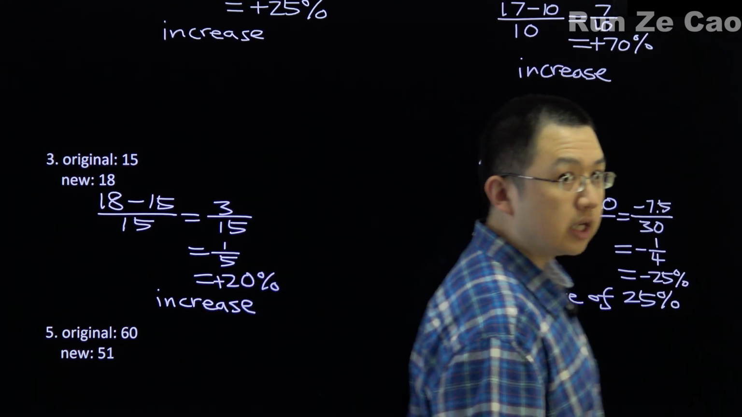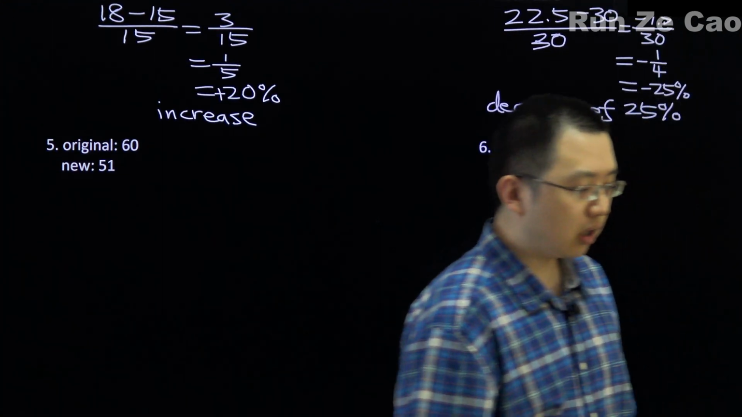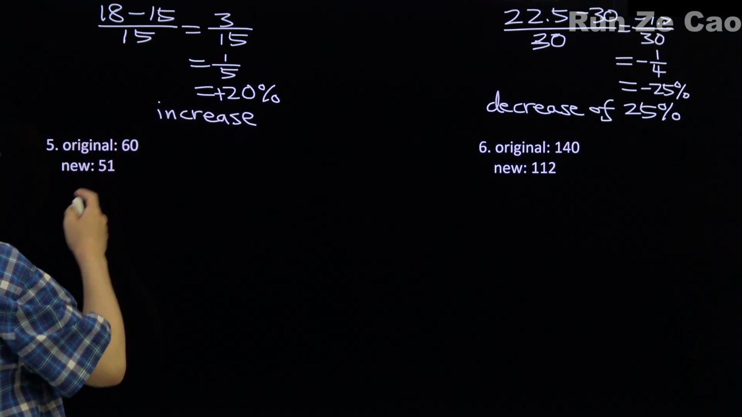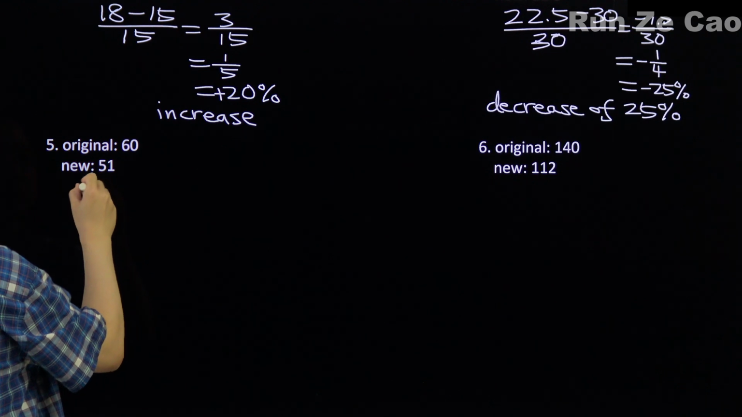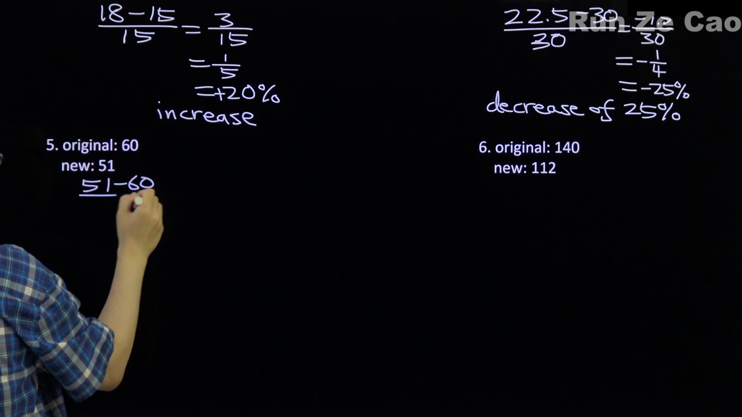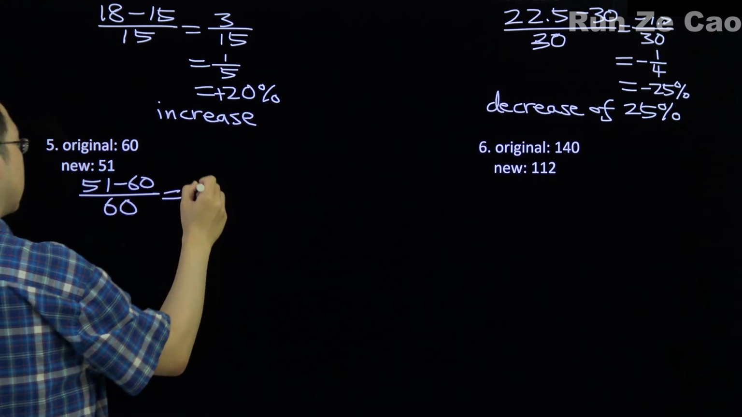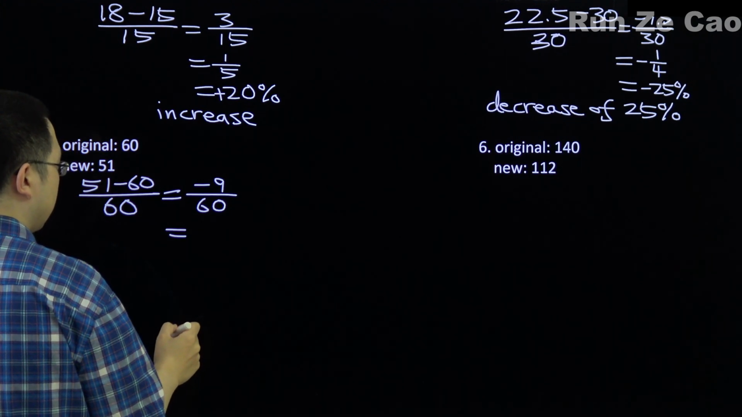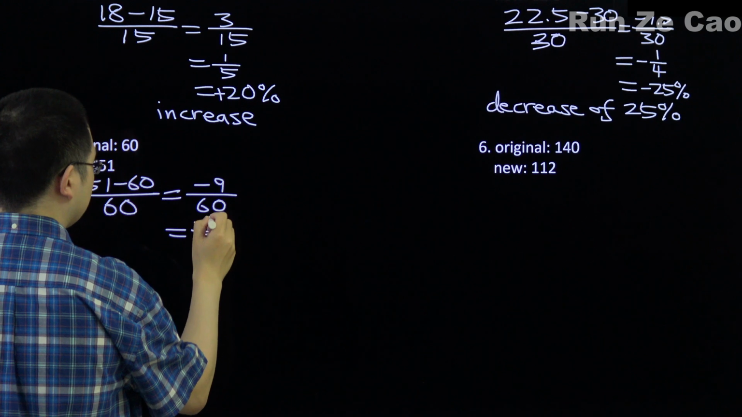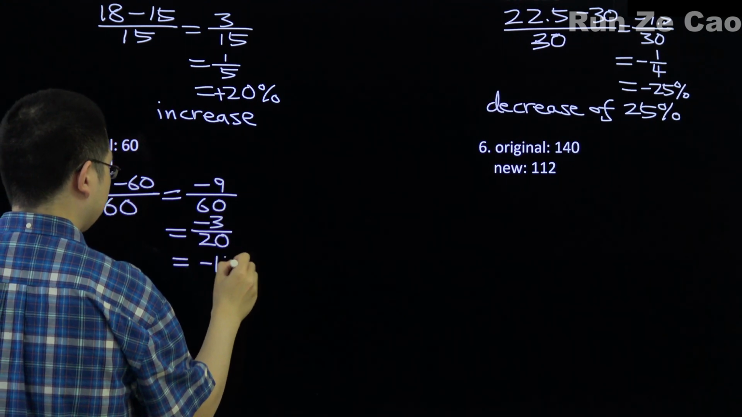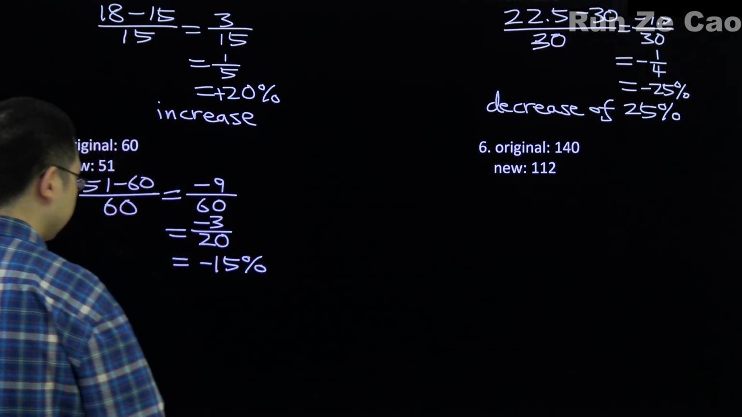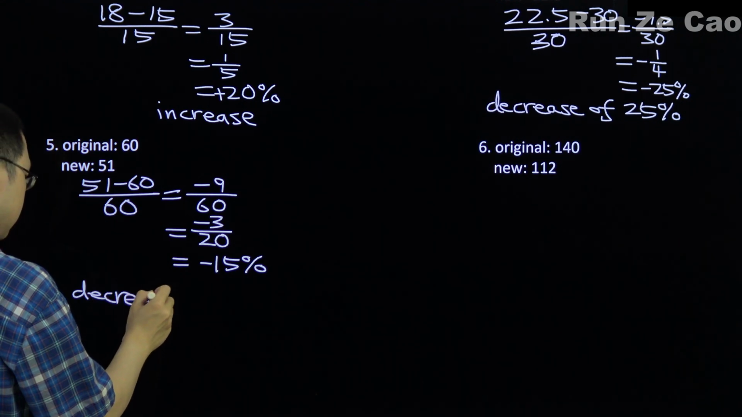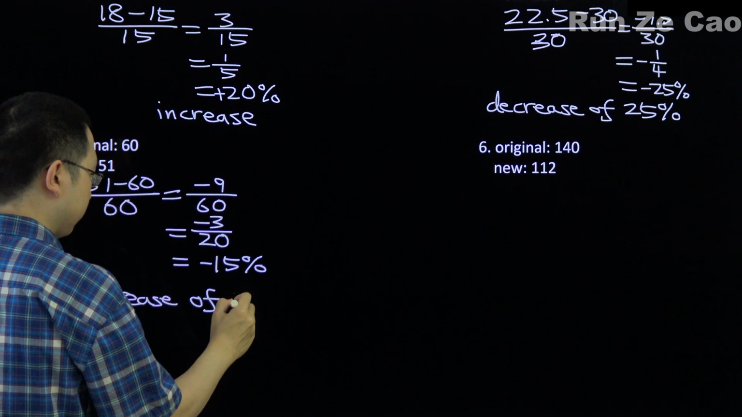Like, what's your percent of change? Negative 25%. Or a decrease of 25%. Going from 60 down to 51, we get new minus old over old, which is going to be negative 9 over 60. So, we got negative 3 over 20, or negative 15%. Right, you could say that this is a decrease of 15%.